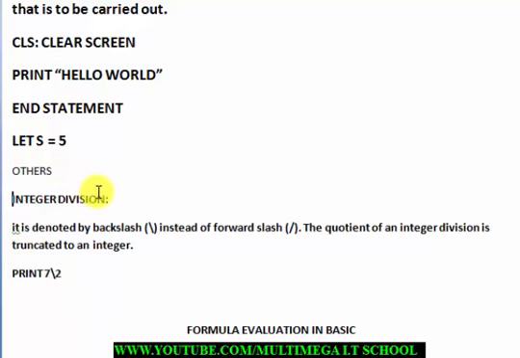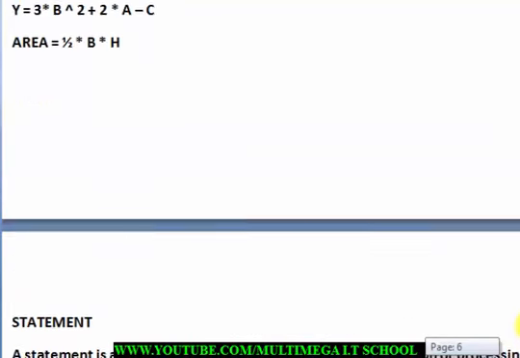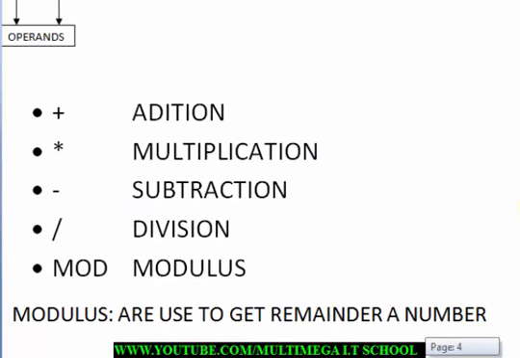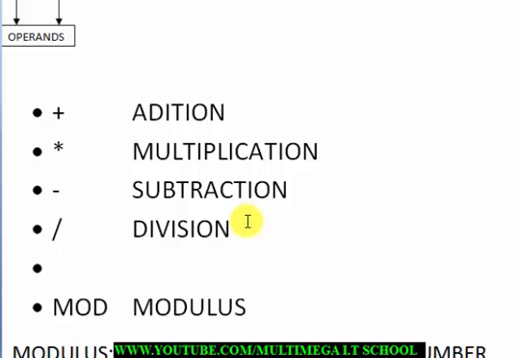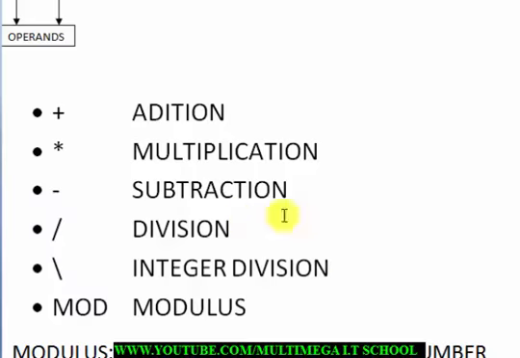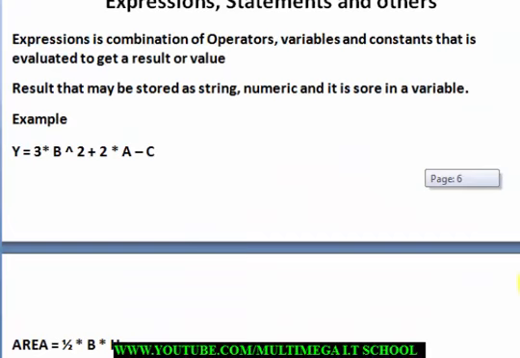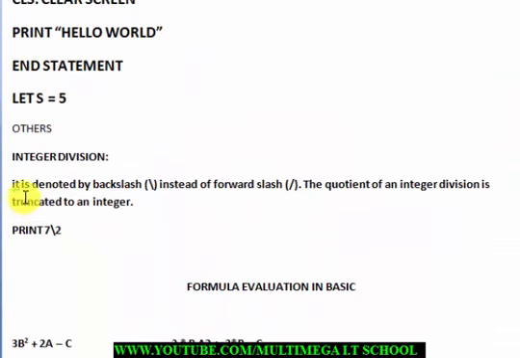In our previous tutorial where we talked about mathematical operators, we were supposed to have something like integer division, but I forgot it, so I need to talk about it in this tutorial. So what integer division basically is: the quotient of an integer division is truncated to an integer.